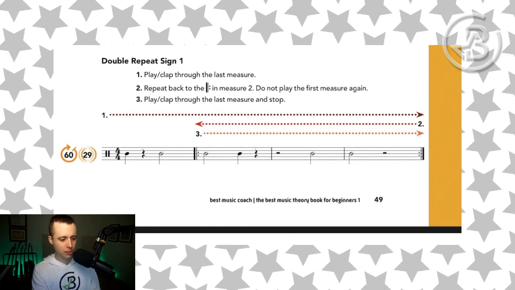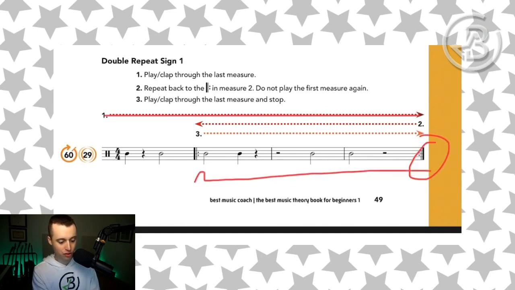So what's going to happen here is we're going to start at the beginning. We're going to read left to right like we always do. This repeat sign bumps us back to this repeat sign, which then bumps us to the end.